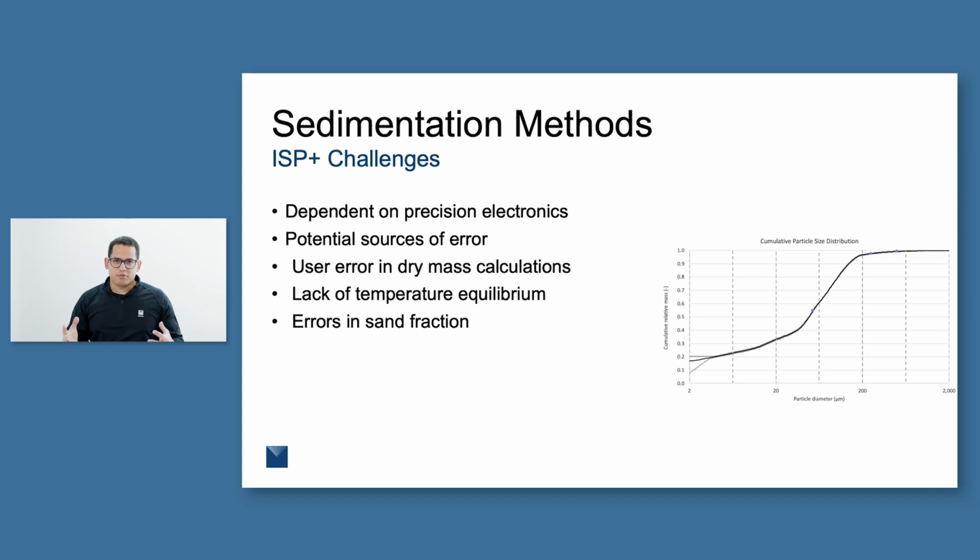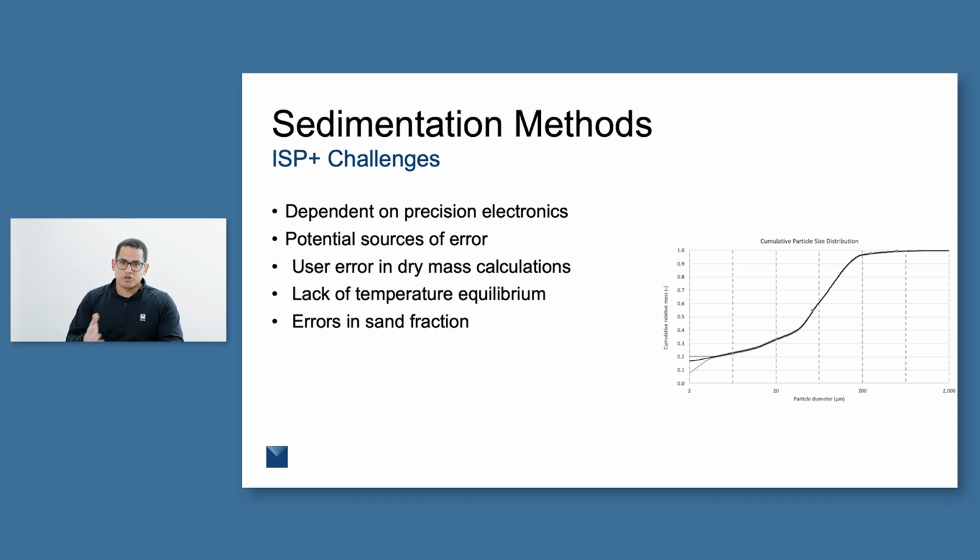Now, just like all of the other methods, there are, of course, challenges with the ISP plus method as well. It's really dependent on precise electronics. And I don't know if you noticed in the graph earlier, but the pressure level that we're measuring is to the Pascal level. So really precise measurements of pressure that we need to make. And of course, there's still potential sources of error in the measurement. There can be user error in the dry mass calculations, which we can always try to limit. And it does require temperature equilibrium.